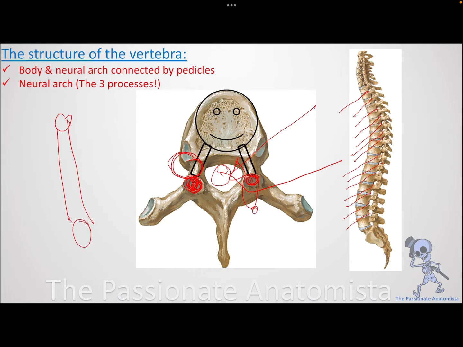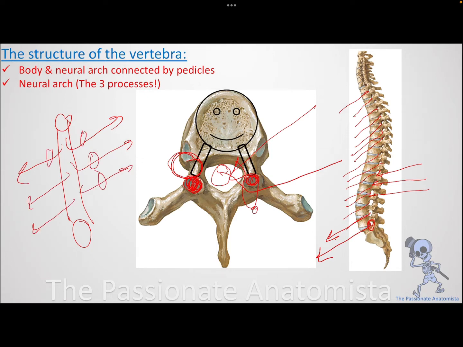However, the intervertebral foramina here, which were formed when we had communication between the facet joints, converting this into a foramina, are for the exiting of the spinal nerves. So the spinal nerves, right and left, are going to exit through the intervertebral foramina.